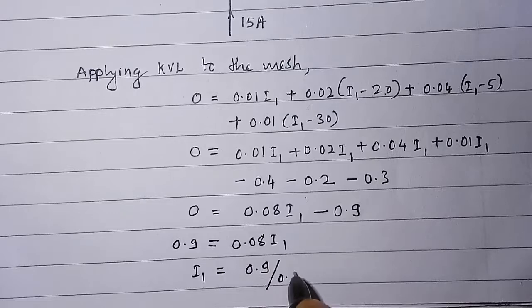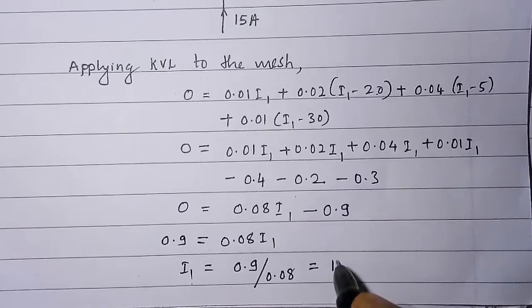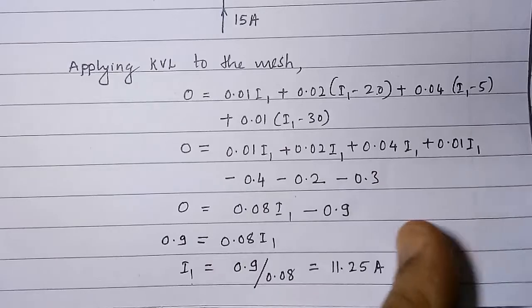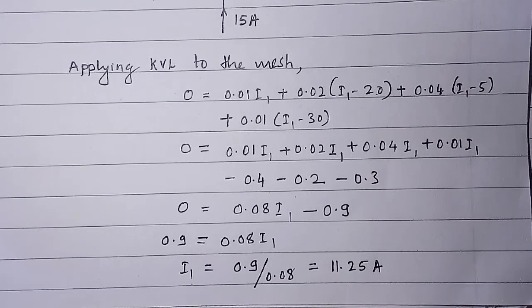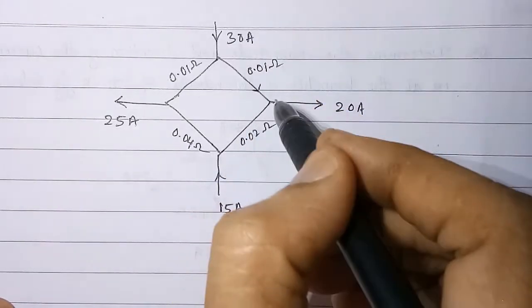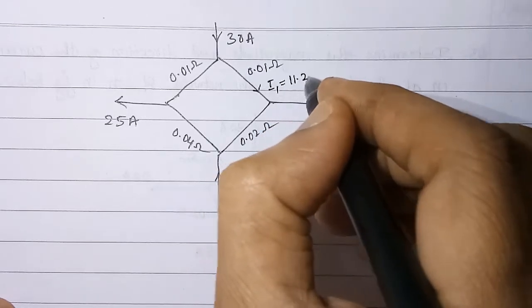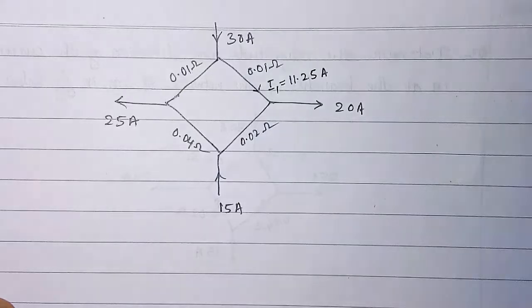0.9 divided by 0.08, that is equal to 11.25 amperes. Now using 11.25 ampere we can find all the branch currents. To show all the branch currents and directions, we will draw the answer diagram. In this branch we have taken the current as I1 and I1 is equal to 11.25 ampere.